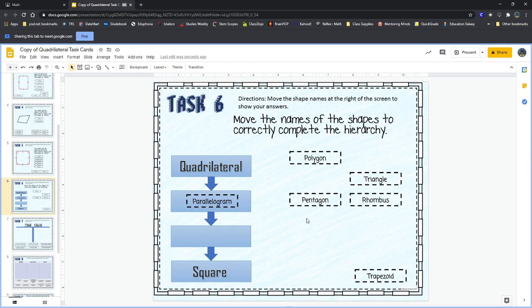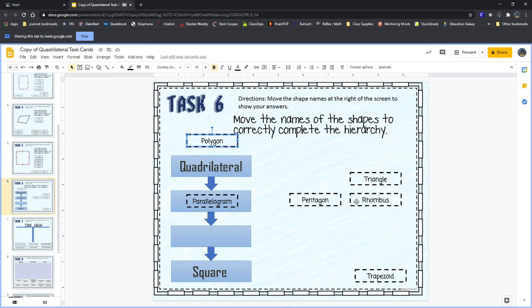Polygon? No, polygon would belong higher up. Because remember, a polygon just has two things it needs to do. It needs to have more than two sides, and it needs to be closed. So if we had a longer hierarchy, polygon would be up here. It would be above quadrilateral, because quadrilaterals are a special kind of polygon. I've got pentagon, triangle, and rhombus that are left.